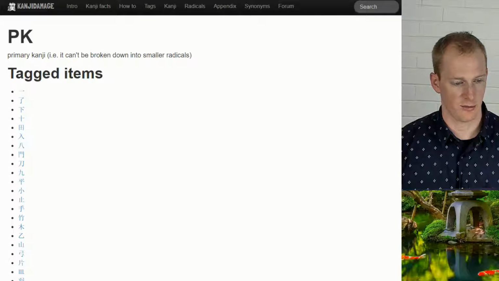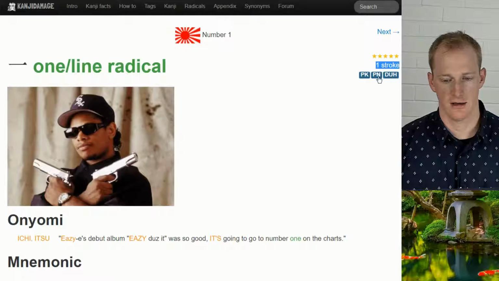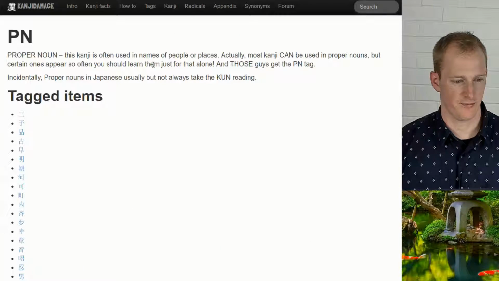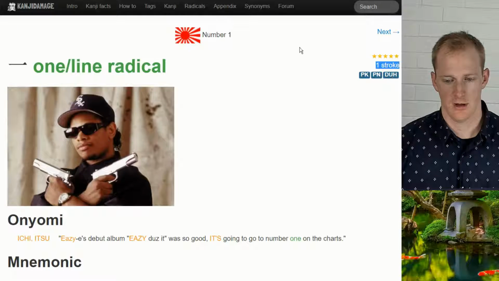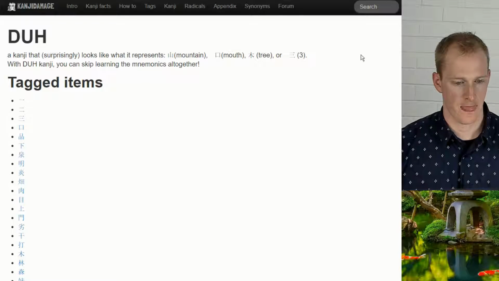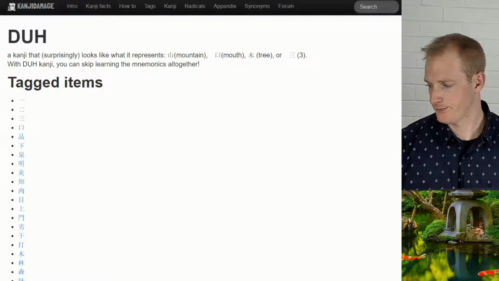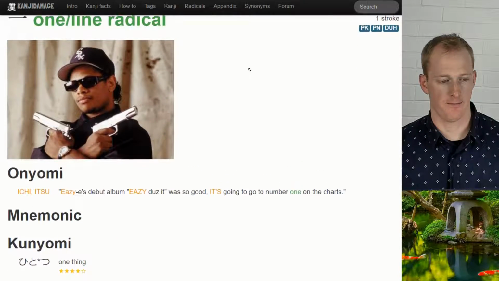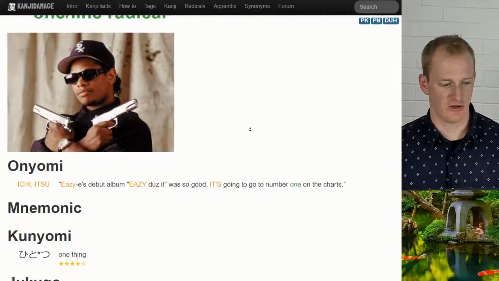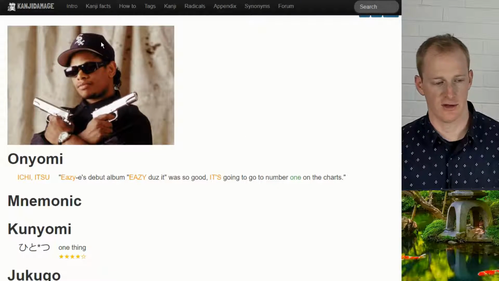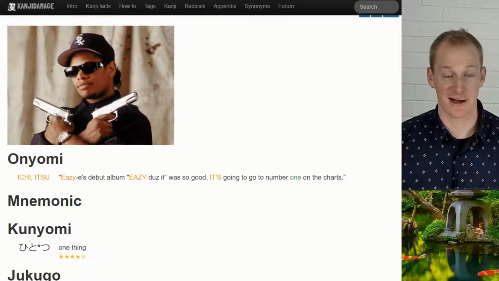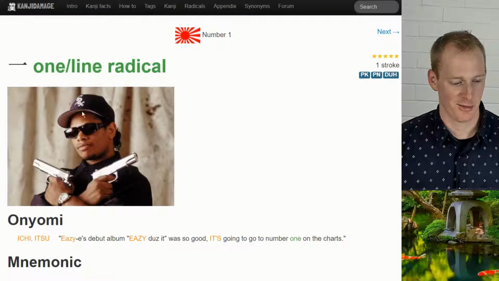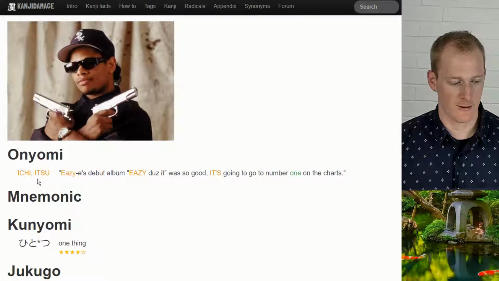So I don't even know what they are. PK, a primary kanji. All right, what else do we say? A proper noun. Duh. Looks like what it represents. Okay, so that's all what that is going on about. Now we've got a picture here. They don't all have pictures, but this is Easy E. If you guys have seen Straight Outta Compton, good film by the way. But we've got a picture to help us remember it.